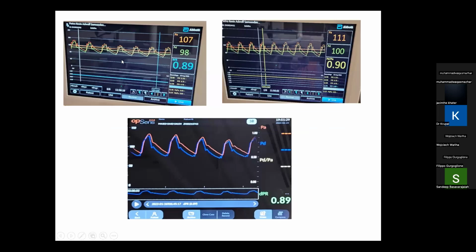Now these are examples where we get the same kind of waveform and the results are the same. We just have to wait for the machine to calculate the pressure. And this is RFR, which is 0.89, and this is the PDP ratio, and this is DPR. So one is the aortic waveform and one is the distal waveform.